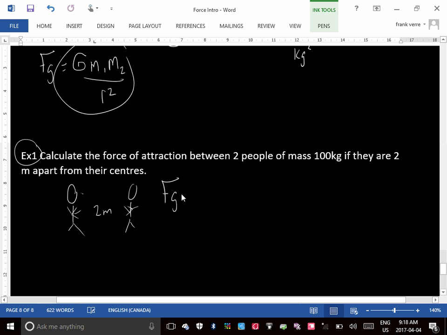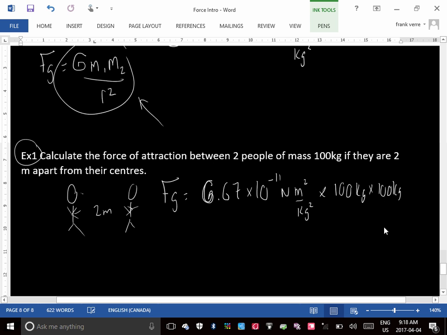So you have big G, which we already know: it's 6.67 times 10 to the negative 11 Newton meter squared per kilogram squared. That's big G times the two masses, right? Because the equation you can see up here is big G, M1, M2. Now in this case, the two masses are exactly the same. So it's 100 kilograms times 100 kilograms, and this is all over R squared, or in this case, 2 meters squared.